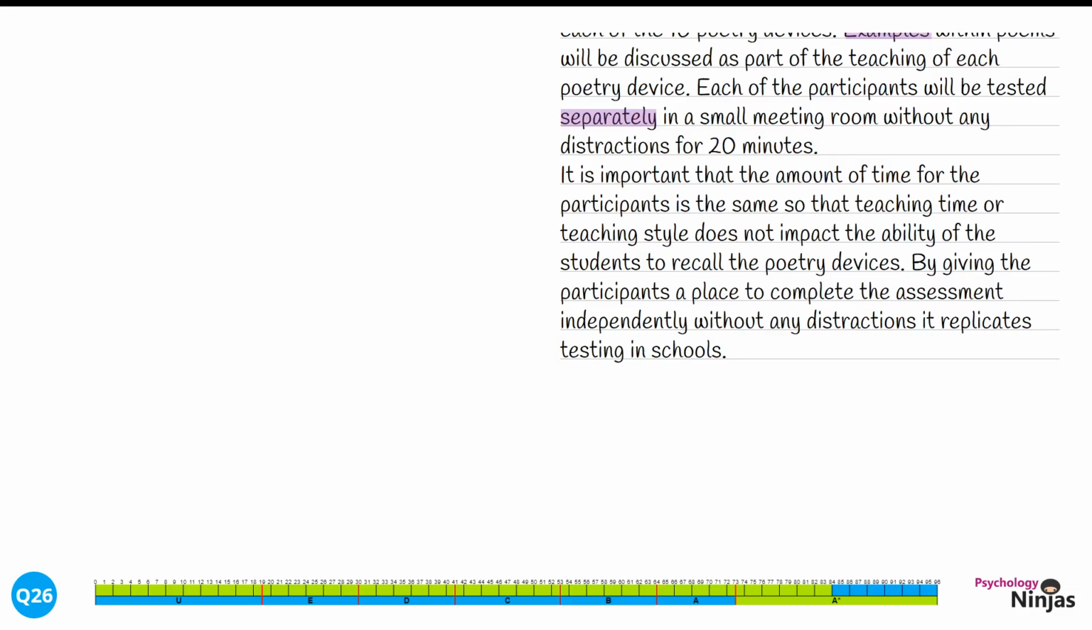We've explained how these might have an impact, that teaching time or teaching style might have an impact on how they recall. We could go further here and talk about different types of validity in terms of testing independently and without any distractions, mimicking school assessments.